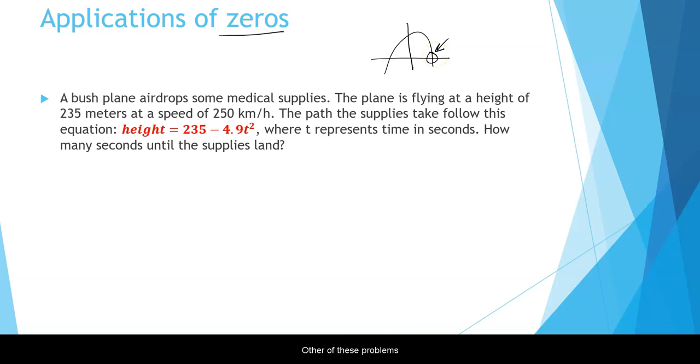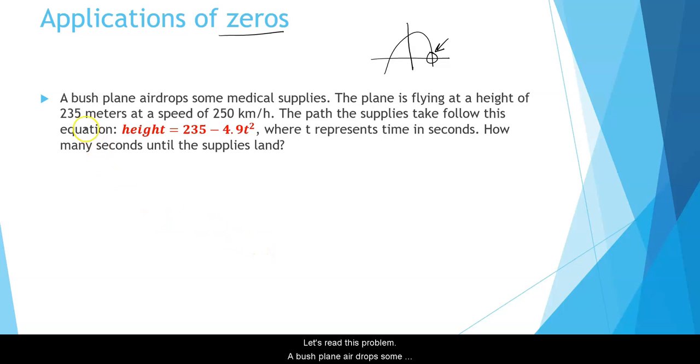Other of these problems have to do with finding the minimum or maximum value. Whenever you see minimum, maximum, peak, valley, think vertex. You're going to try and find the vertex. These are two very different problems, and it's going to be up to you to judge which is which.